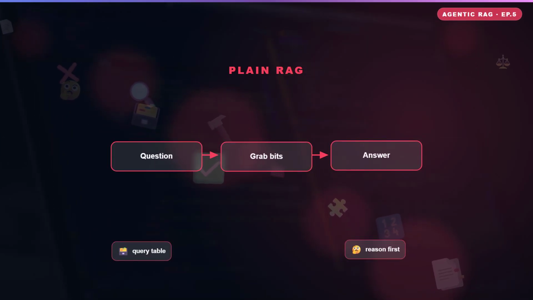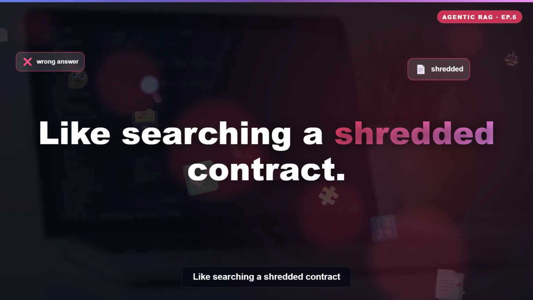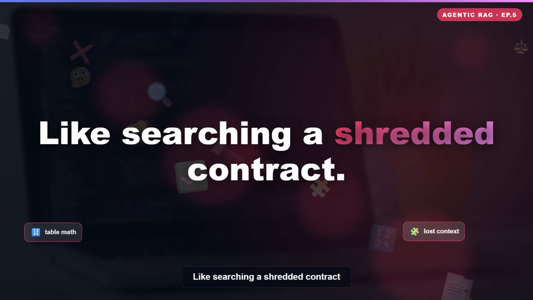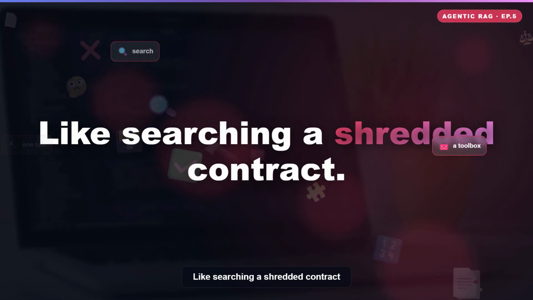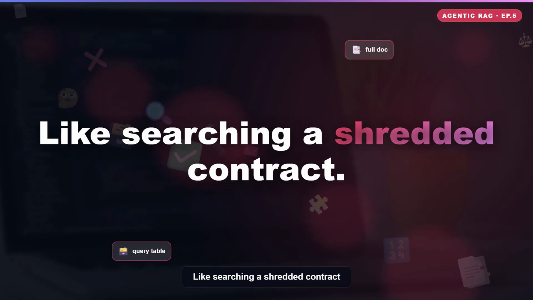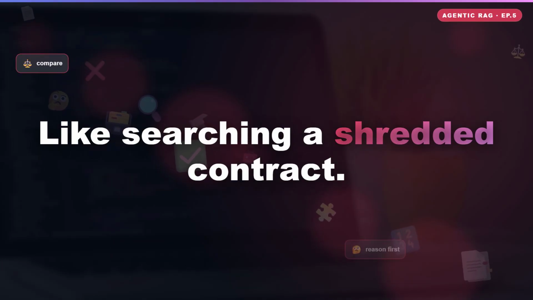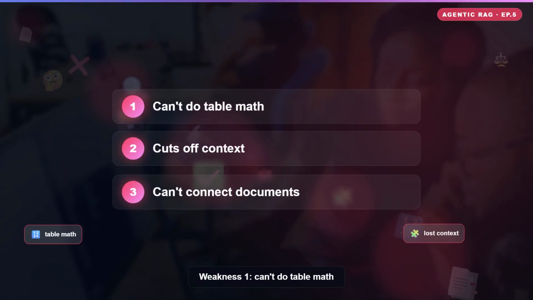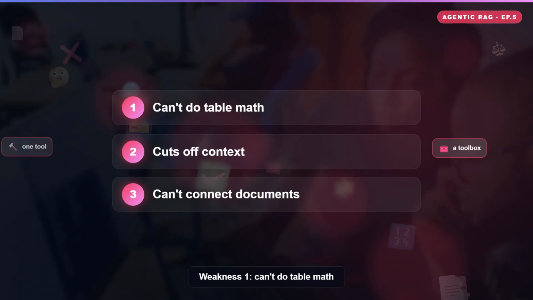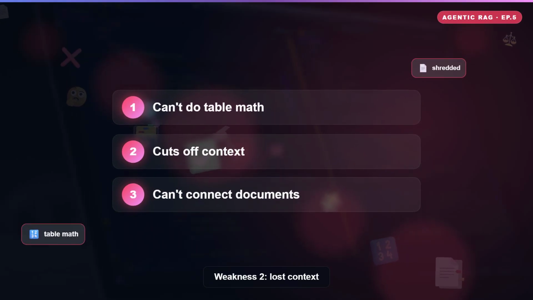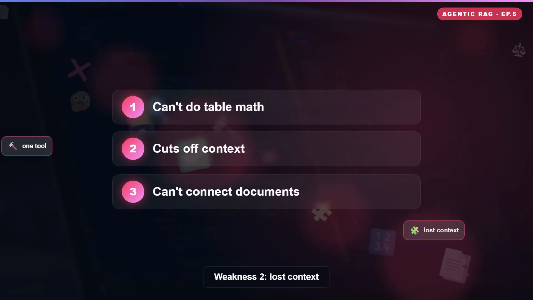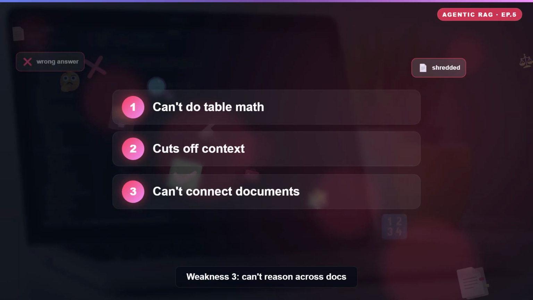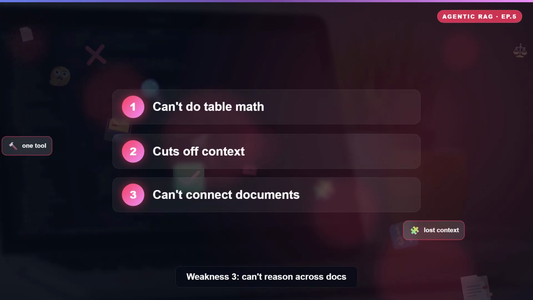Simple enough. But plain RAG has a habit of grabbing the wrong bits. Picture shredding a contract first and then trying to find the Q3 profit. You only pull out a few scraps and you completely miss the full picture. That shredding causes three real problems. First, it can't actually do math on the numbers sitting in a table, it just reads them like words. Second, because it chops everything into little chunks, it often cuts a sentence off from the context that made it make sense. And third, it really struggles to connect the dots across several different documents at once.